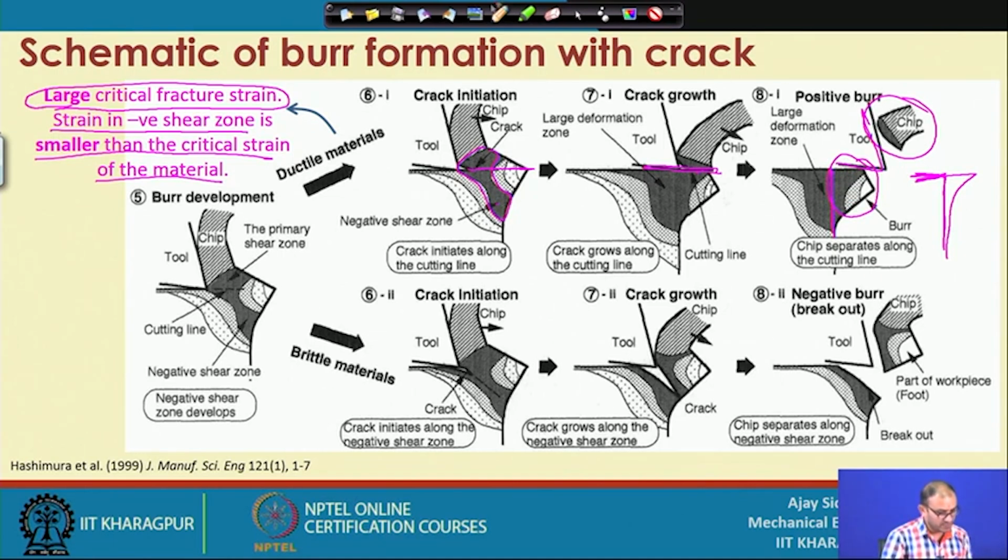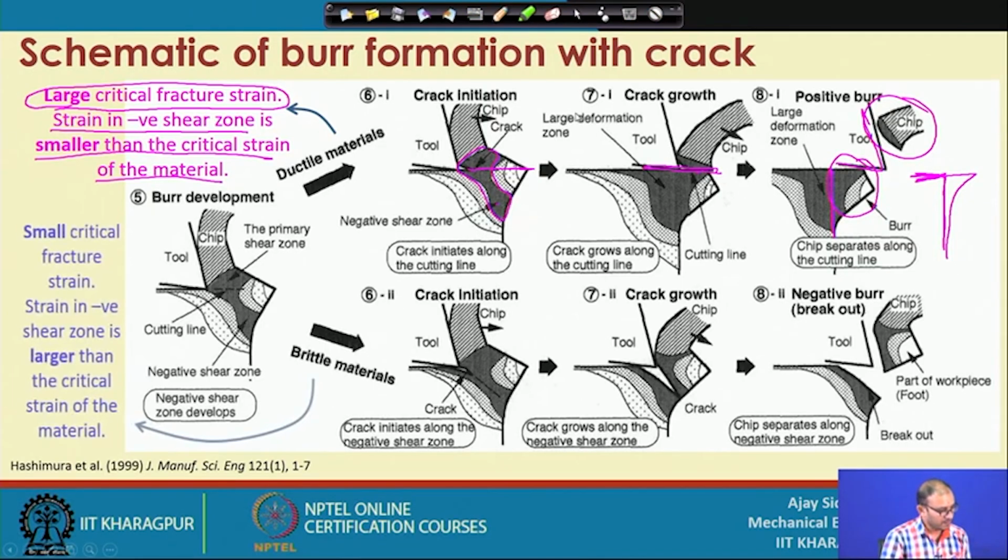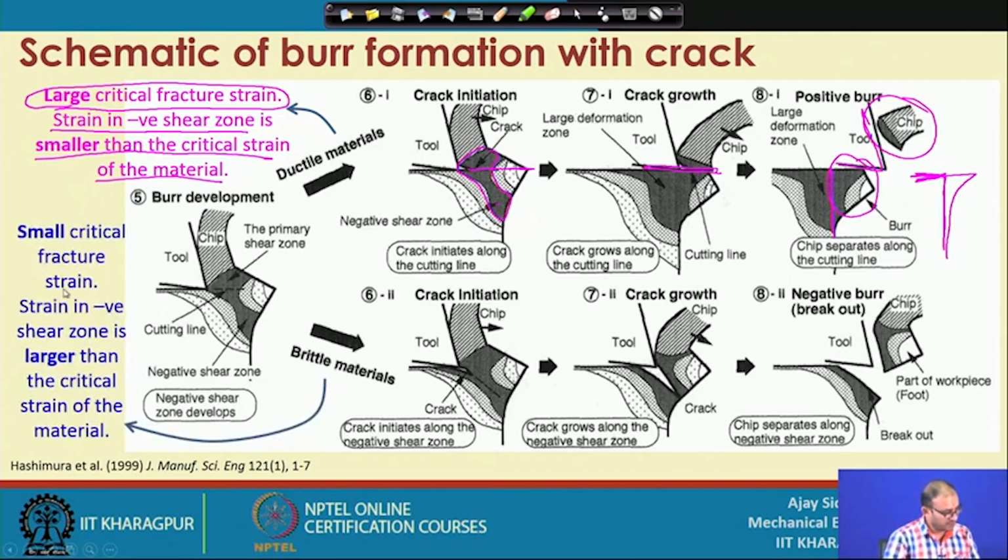What is happening in the brittle material? The brittle material situation is completely different from this, exactly opposite. Here there is a small critical fracture strain, because it was large in the ductile case; brittle material will fracture more quickly, and the strain in the negative shear zone is larger than the critical strain of the material. So now how are these things different?